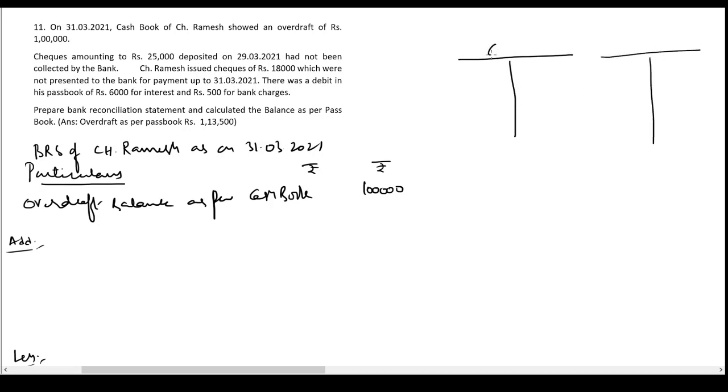We are starting with cash book balance. We have to make it equal to passbook balance. So I'll put a star mark here. This is withdrawal side, deposit side, withdrawal side and deposit side. I am starting with an overdraft balance. Overdraft balance means credit side in the cash book and debit side in the passbook.